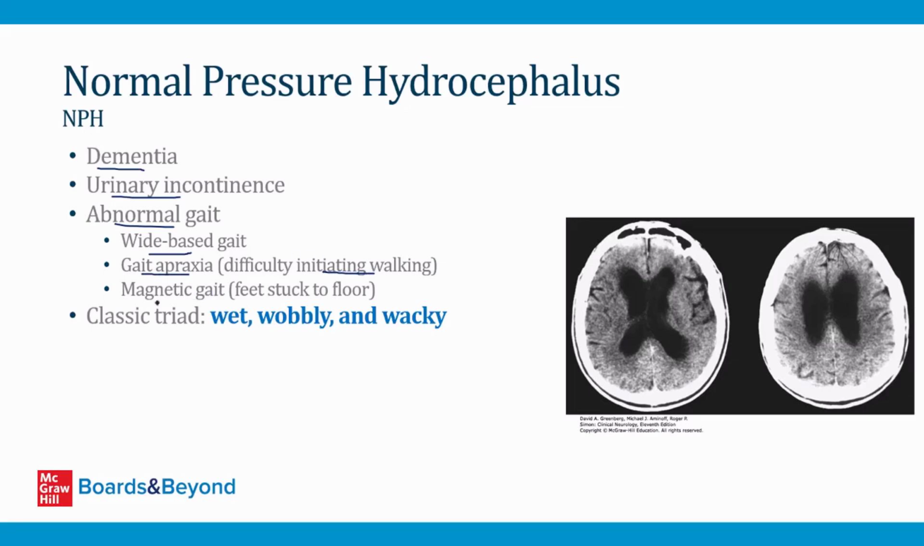Also, patients are often said to have a magnetic gait. This is where they act like their feet are stuck to the floor and they have trouble lifting their feet to begin walking. And this triad is usually remembered by the mnemonic wet, wobbly, and wacky. That's the classic triad of NPH.